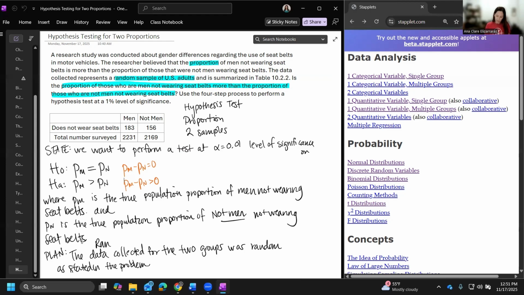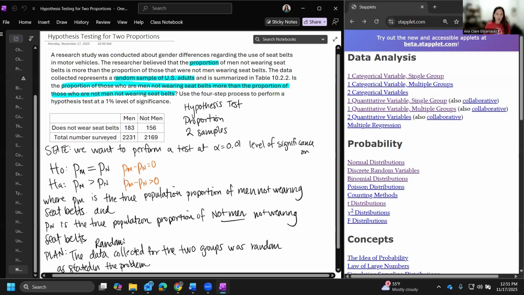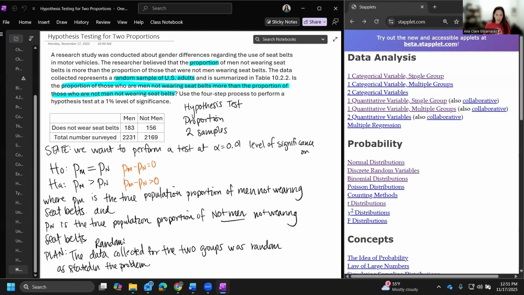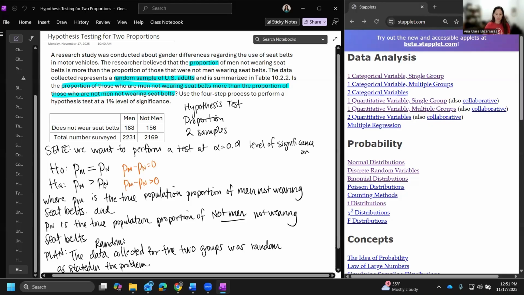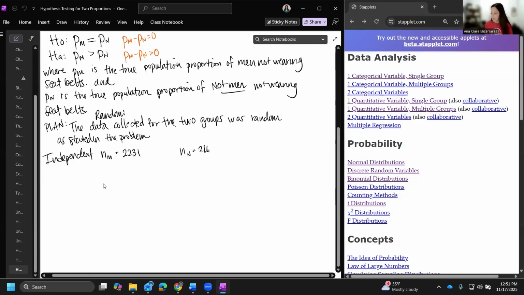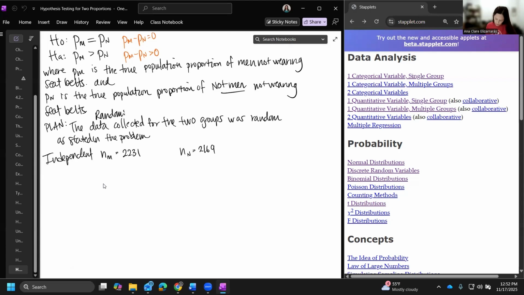What about independent? Well, the sample size for men was 2,231, and the sample size for not men was 2,169 from the table. Okay. That means in order to be independent, we need to multiply both of those by 10. So 2231 times 10 is 22,310. 2169 times 10 is 21,690.